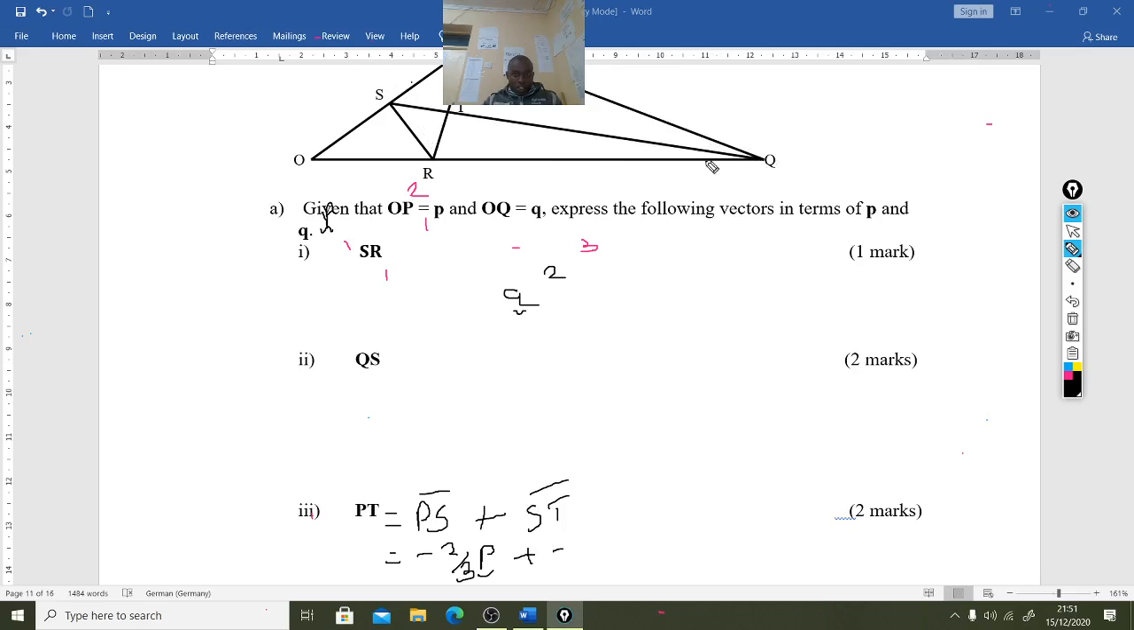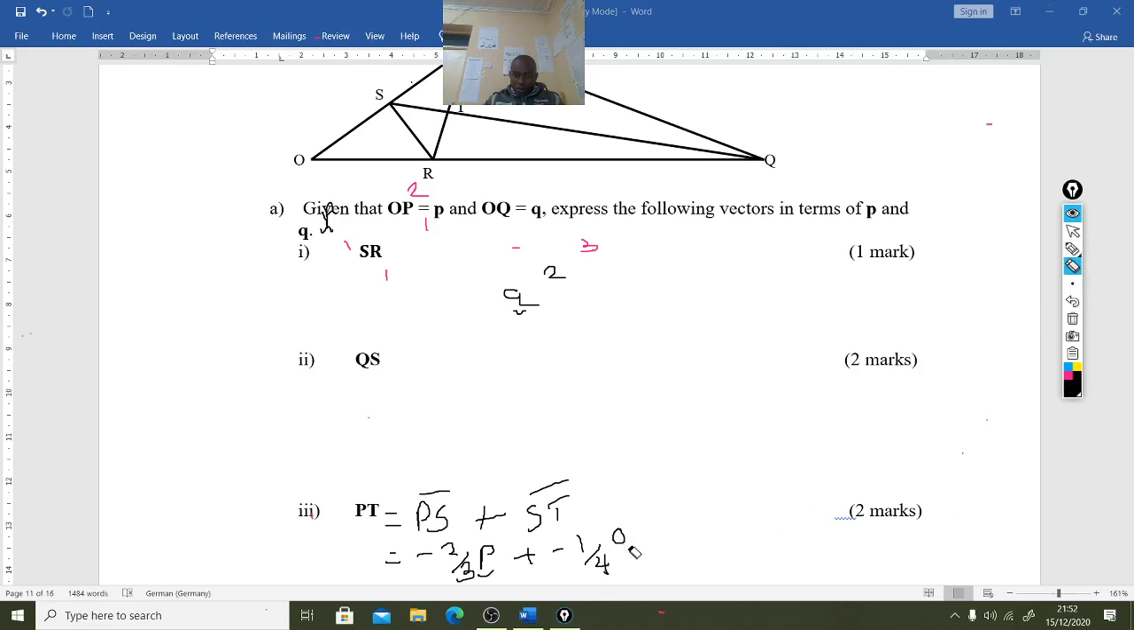Remember you were told Q to S. So ST is negative a quarter of QS. And the QS, Q to S, I have already found it. So it is negative a quarter of QS.